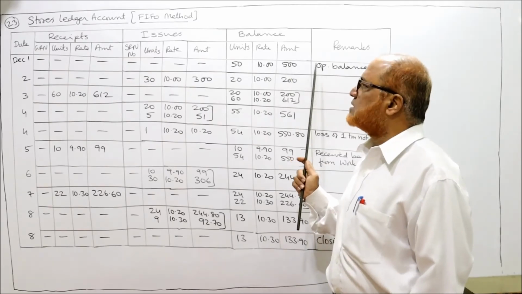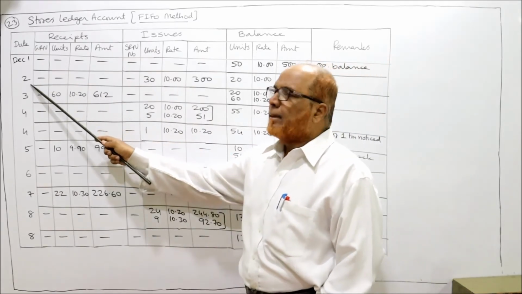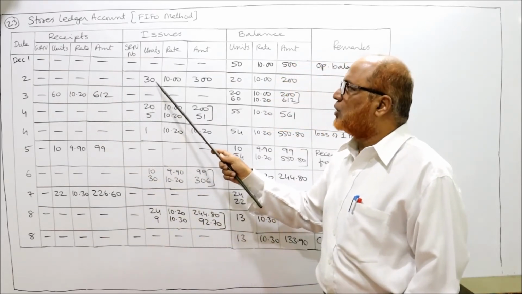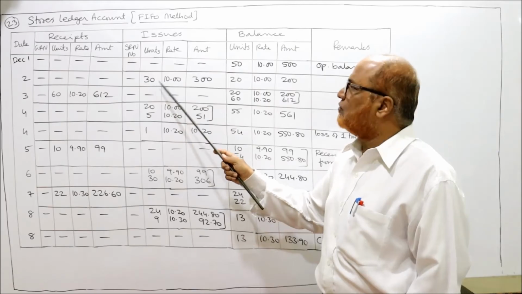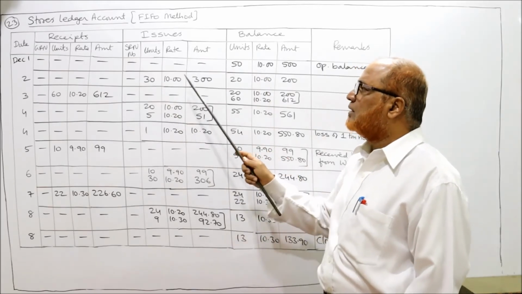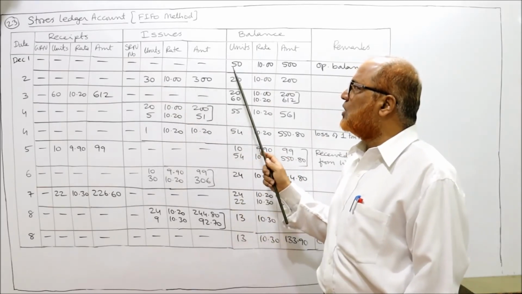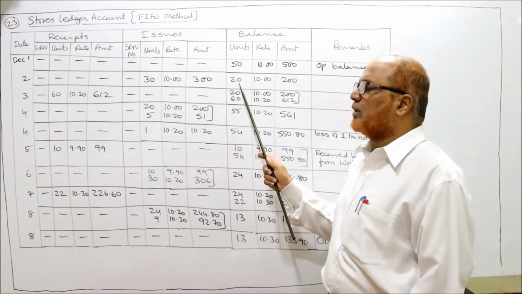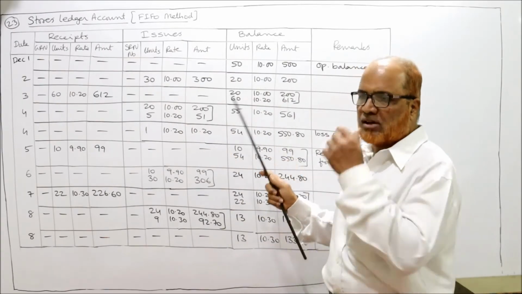So opening balance. Then 2nd December. On 2nd December, there is issue of 30 tons given in the problem. So 30 tons was issued at what price? 10 rupees. So 30 into 10, 300 rupees. So 50 minus 30, 20 units, 10 rupees, 200 is the value.